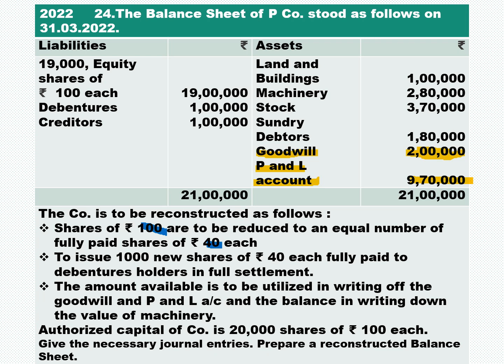Next we have to issue 1,000 new shares of rupees 40 each fully paid to the debenture holders in full settlement. If you look at the balance sheet, we have debentures 1 lakh. 1 lakh debentures are settled not by cash, are settled by issue of equity share. That's 1,000 equity shares into 40. You are paying them not by cash. You are settling them by equity share 40,000.